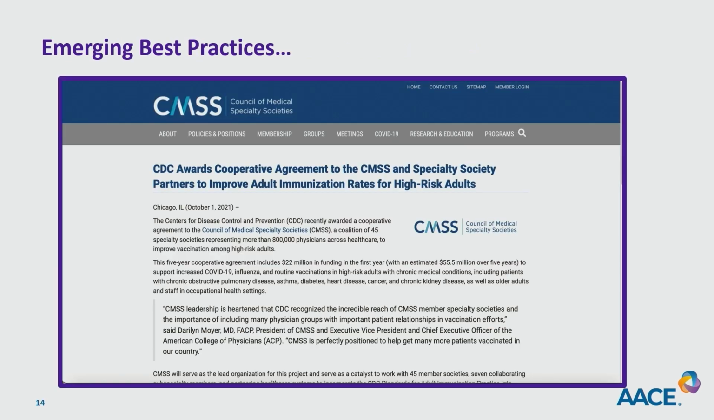So this is just for information. CDC, in recognizing all these gaps in vaccinations, is making efforts to improve vaccinations amongst our patients. This is a cooperative agreement with the Council on Medical Specialty Societies. AACE is a member of that specialty society, and they awarded a grant for quality improvement projects that we can use to identify strategies to improve vaccinations across our patient population. So stay tuned for that information as time goes on.